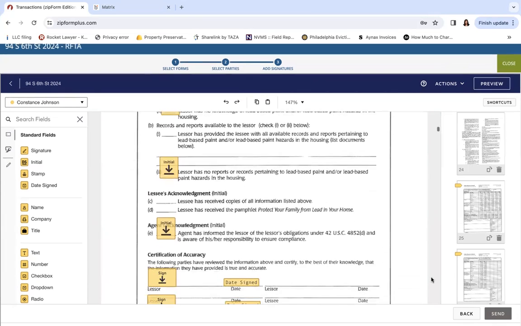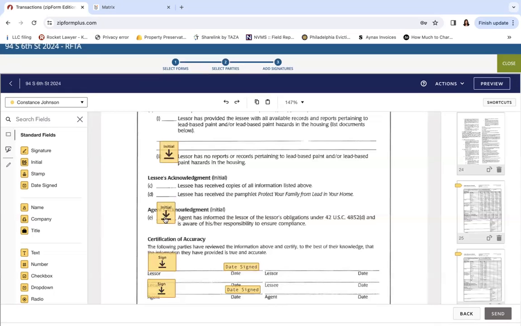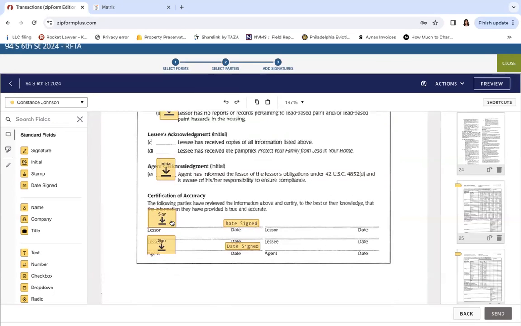I am an agent working on my own behalf, but if you do not have an agent and you're filling this out yourself, you do not need to fill this section out. But for agent acknowledgement, I am going to initial that I acknowledge that it's my responsibility to comply with the lead-based paint requirements. Again, I am the lessor and I am the agent, so I'm going to sign here. But if you are not an agent, if you're just the lessor, you would just sign and date here.